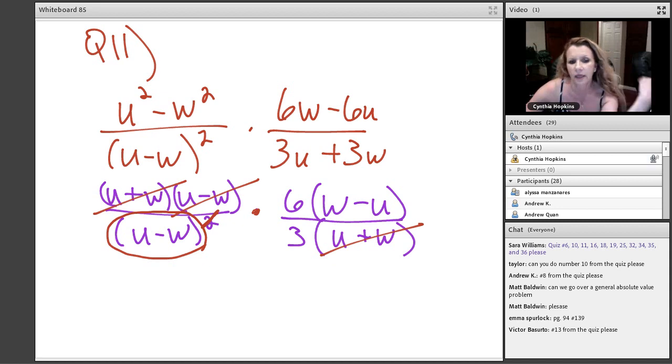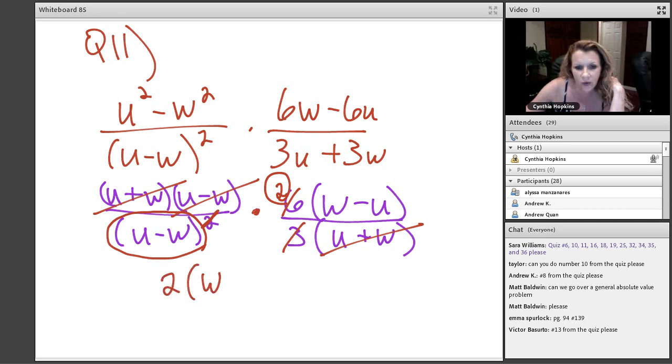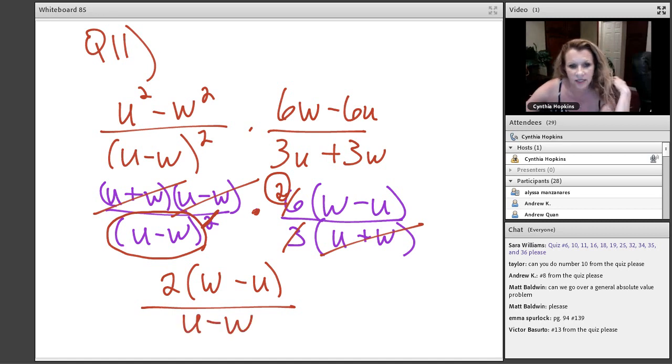Okay, in the second fraction, do you guys agree 3 and 6 are factors? 3 goes into there once, 3 goes into 6 twice. I'm going to circle that so I don't forget it. Okay, I'm just going to write what I have left right now. Clean this up, and then we still need to talk because I'm not done. All right, that's what's left. Everything else is canceled out. So I have 2, the quantity w minus u, all over u minus w.